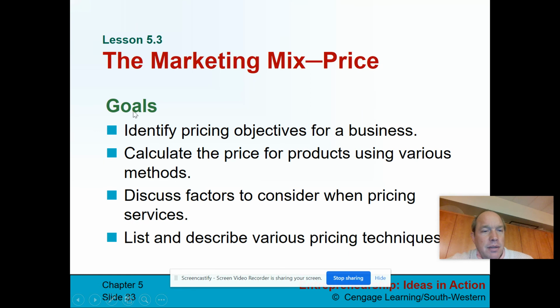Jaden, while I have you, can you talk to us about some of the goals or objectives in Chapter 5, Section 3 with Identify?